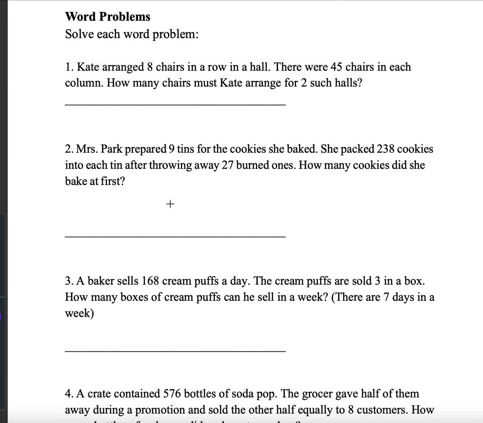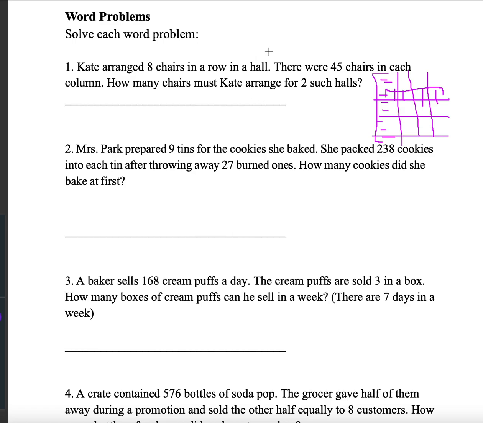Moving on to the last page, it says Kate arranged 8 chairs in a row. So this is the row. And there are 45 chairs in each column. So this is the column. So these are the 45 chairs in each column. And there were 8 chairs in each row. Like this. So that's for one hall.